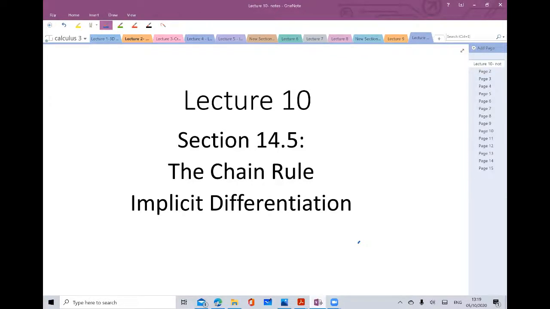This is lecture 10 about the chain rule and implicit differentiation for functions of more than one variable. This is covered in section 14.5 in our textbook.